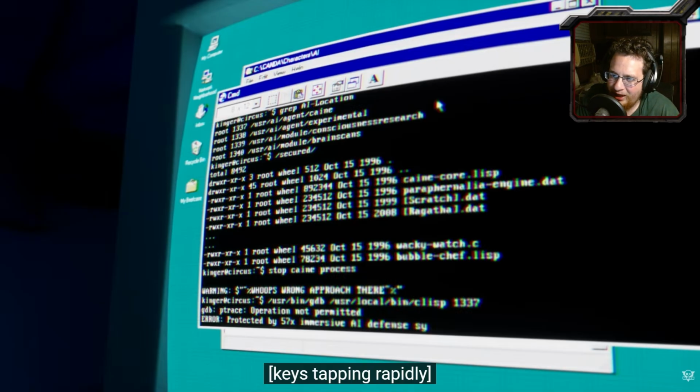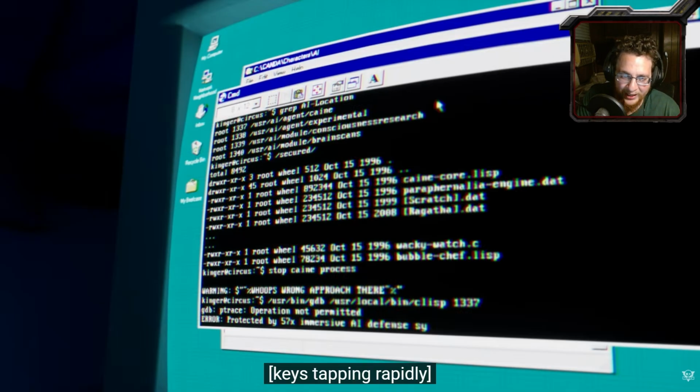Also, I don't know why Wacky Watch is there. Paraphernalia engine.dat. I don't know what the paraphernalia engine is. It was created October 15th, the same date the Kane core.lisp was. So I don't know exactly when Kane was created, but Kane core is the closest we can probably come to Kane being created, the singularity. And so 1996 is the start date from the looks of it.